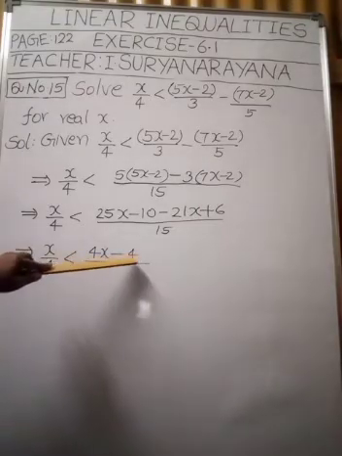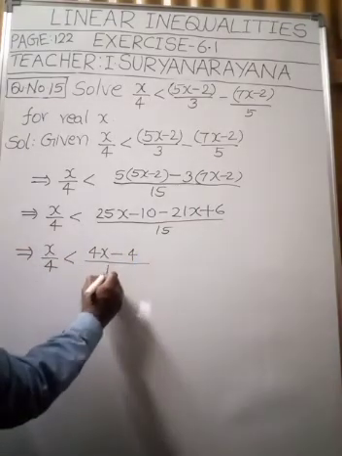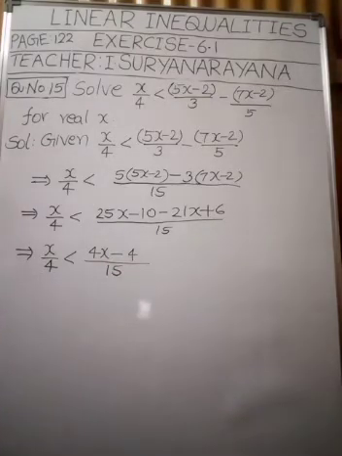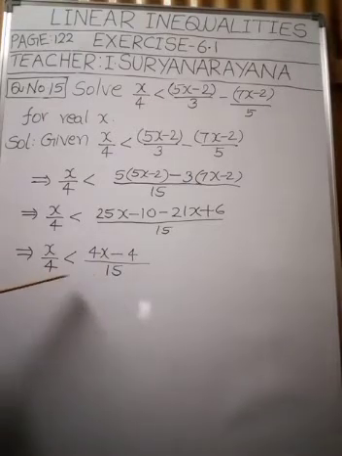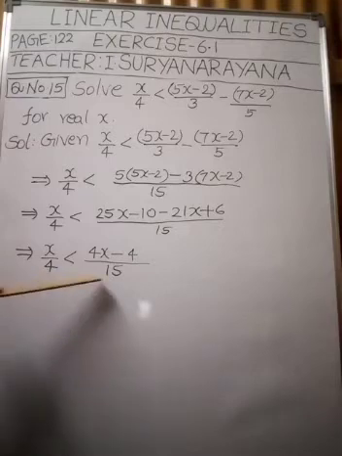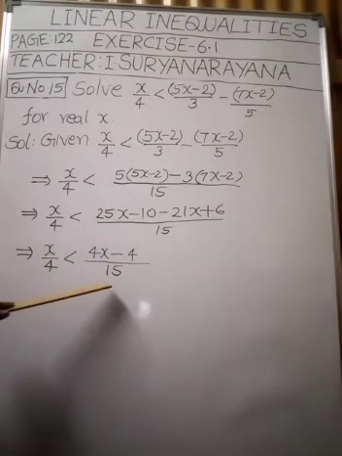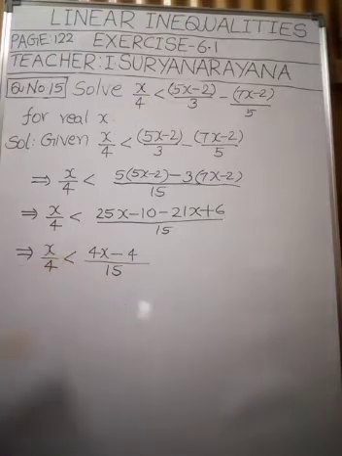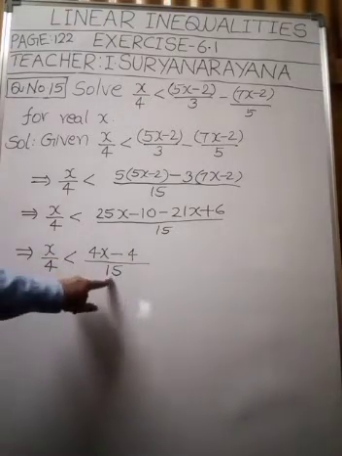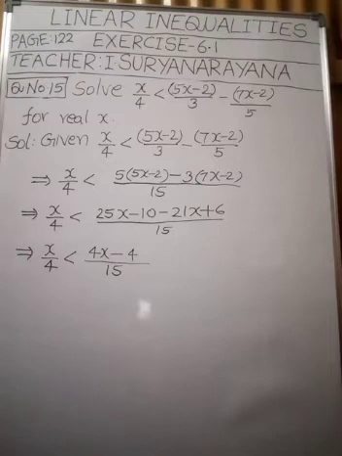Understood this constant, my children? Right. By 15. Understood this step, my children? Right. Now we have to eliminate the denominators. What should we do? Yes, we have to find the LCM of these two numbers, and we multiply this inequality on both sides by the LCM of these two numbers. Okay, my children? Right. Now, what is the LCM of 4 and 15? 60. So, we multiply on both sides.